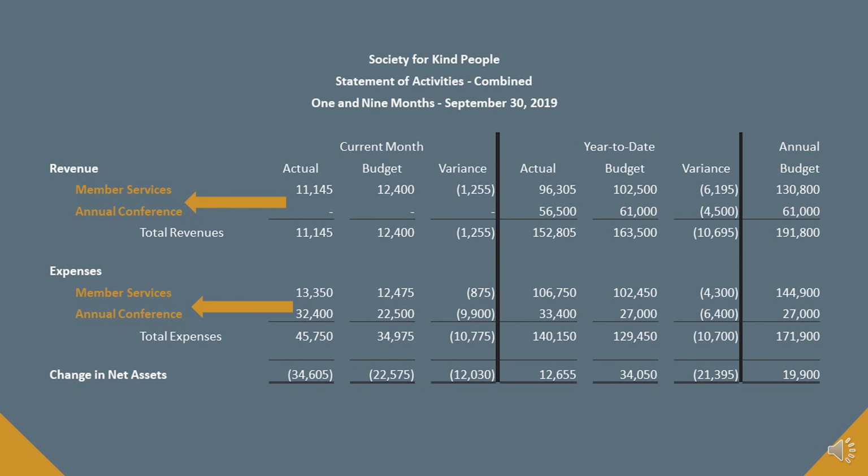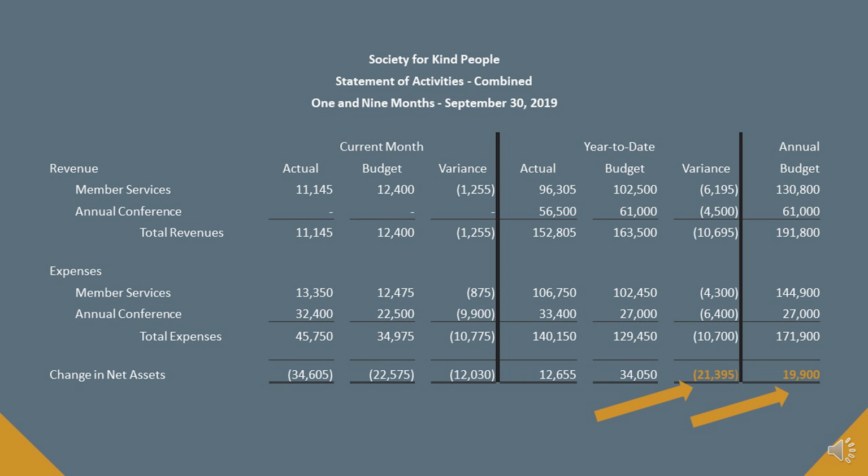If your organization has several key program areas, you might see separate detailed schedules to help isolate the profitability of those programs. The Society for Kind People has membership services and annual conference as its two key programs. What you see on this schedule, the combined schedule, are totals only, total revenues and total expenses per program.